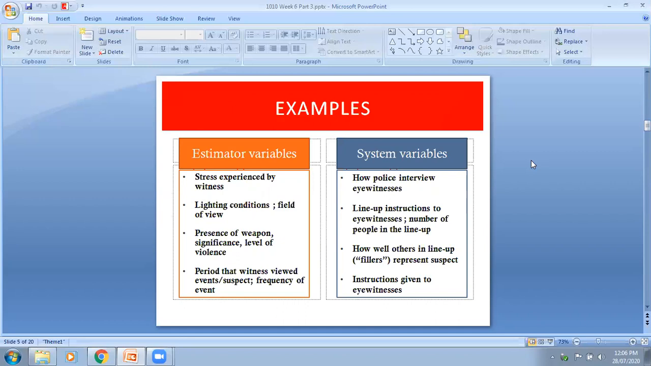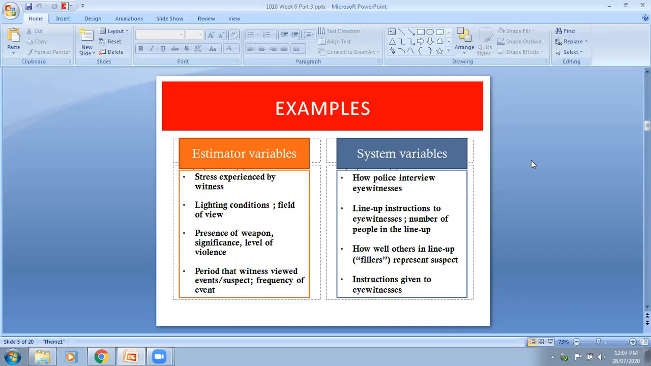The presence of a weapon. So the weapon effect: if I point a gun at you, you're more likely to stare at the gun and not at me, or not at the offender. The level of violence, was it a low level of violence or a really high level of violence? And the period that the witness viewed the events, or the frequency of it. So a hostage situation that is ongoing would give someone longer to encode information than a crime that happens really quickly. And system variables: how police interview, how they ask the questions.